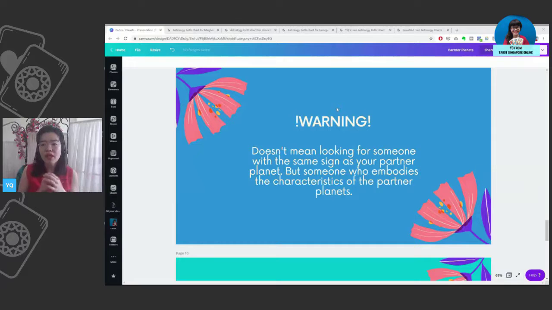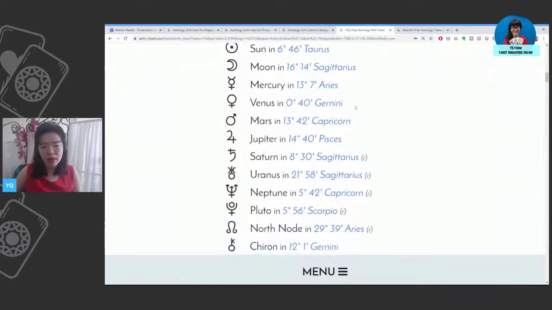So a lot of people tell me, oh, you know what, I'm interested in this guy, he's a Leo, let me know whether that works or not. That is not what you want to look for when you're looking for the boyfriend and partner planet, because even if the guy is a Leo, he might have a lot of planets that are not Leo that might be more suitable for you. So what you're looking for, instead of just a person who fixedly matches the planets that you have, is someone who embodies the characteristics. But this also means that you kind of have to know what the characteristics are.